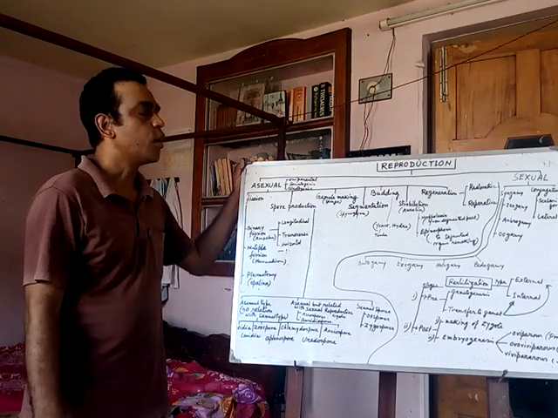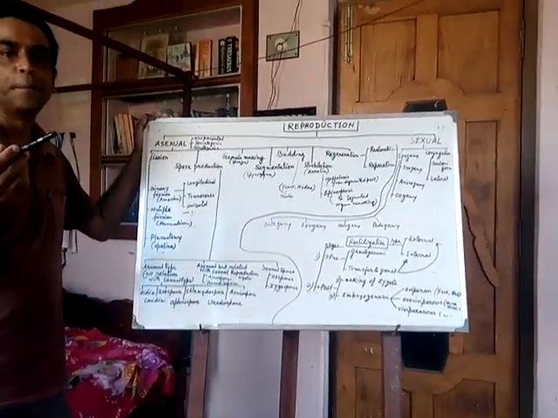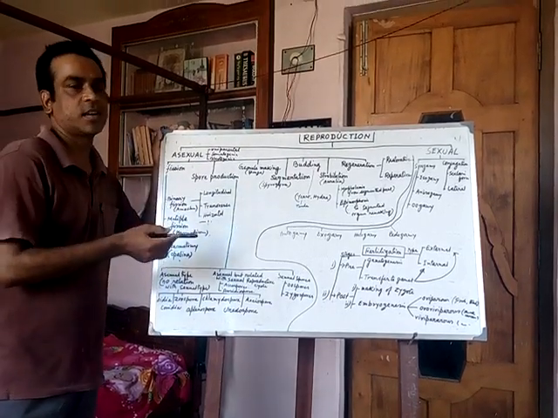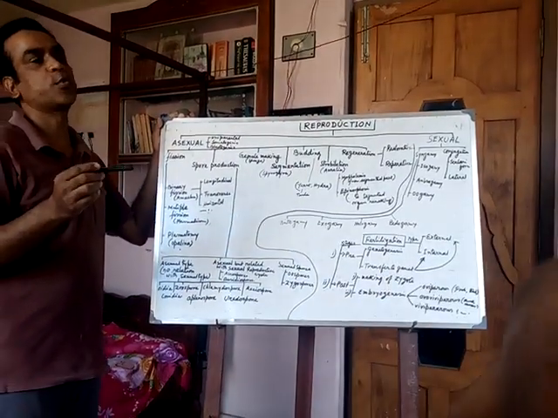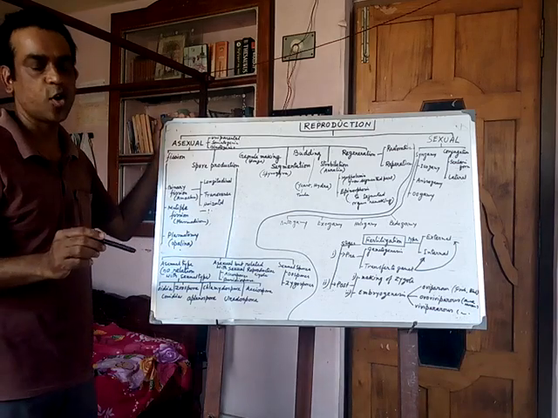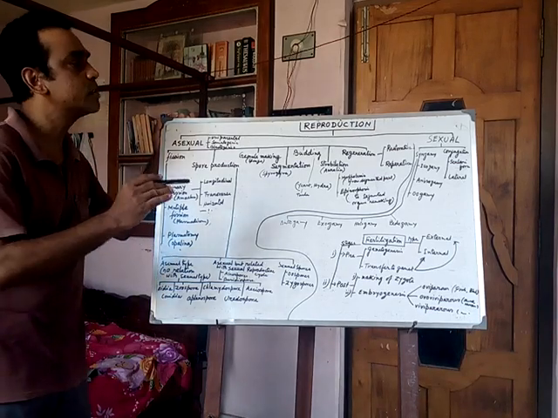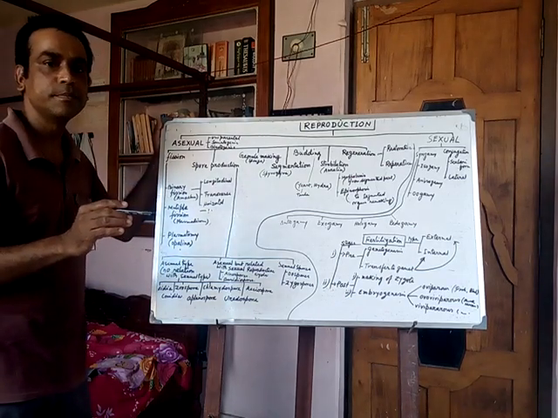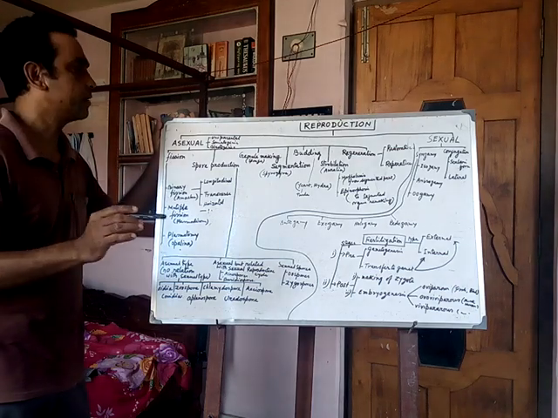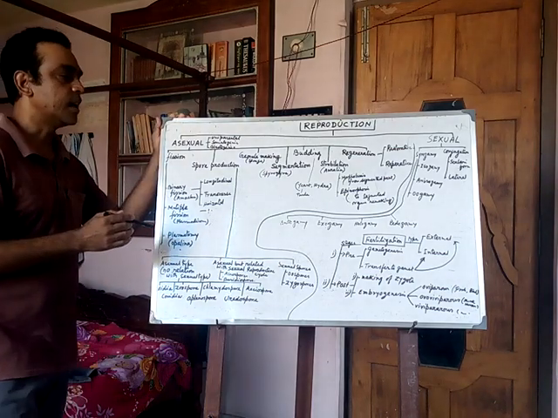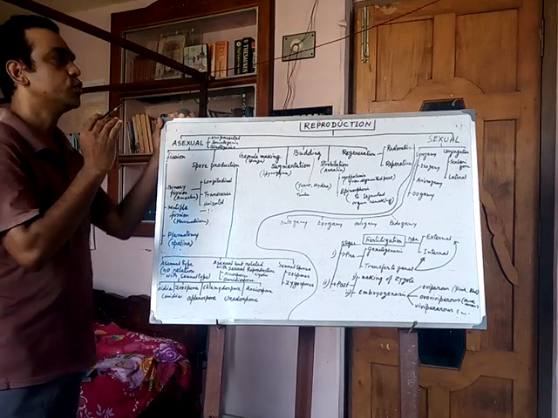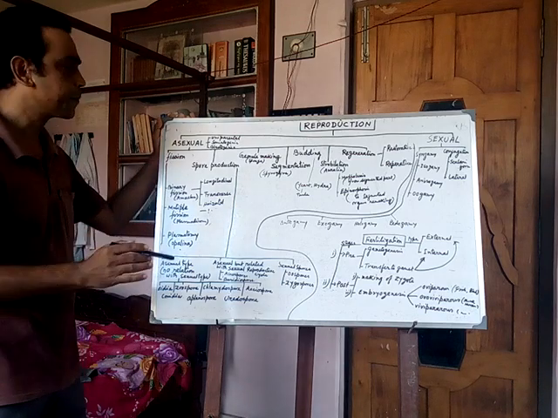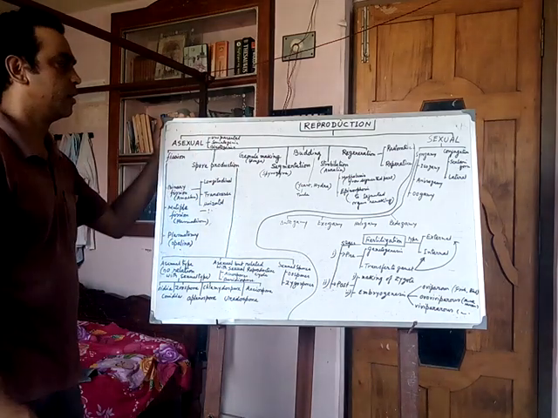You can query where vegetative reproduction is. I will say vegetative reproduction is only the reproduction process of plant bodies, not of whole organisms. So we can teach the two separate parts of reproduction of whole organisms, that is asexual and sexual.